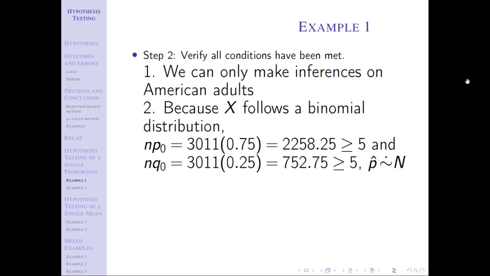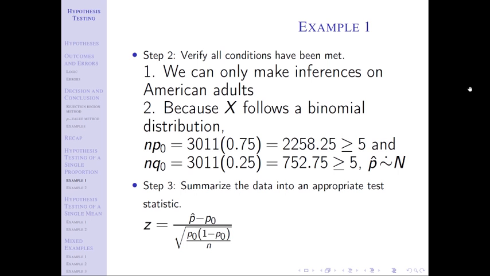So I go through all four of those characteristics. I say, looks like X follows a binomial distribution, no big deal. We check the math on n times p naught and n times q naught, and those both check out as fine. So we can conclude that p hat is approximately normal. And then we move forward with finding our test statistic, because this is a proportion problem that will follow a z distribution, and we standardize: value minus mean over standard deviation, just like always.